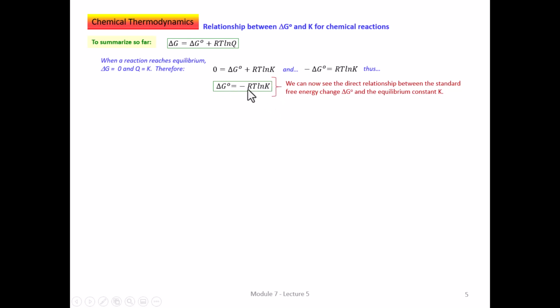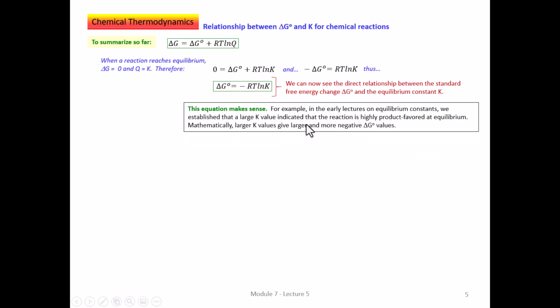Well, this equation makes sense, especially this negative sign here, because if you remember in our early lectures on equilibrium constants, we said that a large equilibrium constant indicated that the reaction is highly product favored at equilibrium. If you look at this equation, a large K value would give us a large negative delta G, which is also saying the same thing: that the reaction is spontaneous toward products and that it's highly product favored, especially if the delta G value is large and negative.